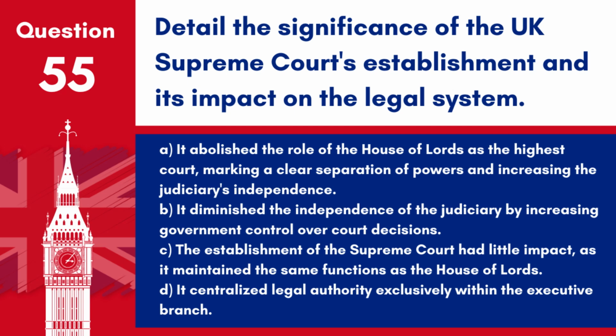Question 55. Detail the significance of the UK Supreme Court's establishment and its impact on the legal system. A. It abolished the role of the House of Lords as the highest court, marking a clear separation of powers and increasing the judiciary's independence. B. It diminished the independence of the judiciary by increasing government control over court decisions. C. The establishment of the Supreme Court had little impact, as it maintained the same functions as the House of Lords. D. It centralized legal authority exclusively within the executive branch.